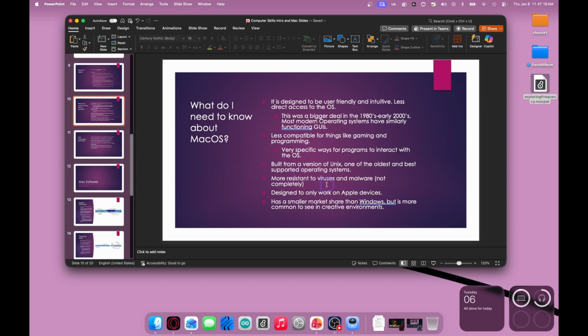It does have some good built-in security as well. It's not perfectly resistant to things, but usually you don't have to worry too much about viruses and malware when you're using Macs. Again, I would say definitely err on the side of caution still. That's just good 21st century computer procedure. But usually it's less of a problem on Macs.